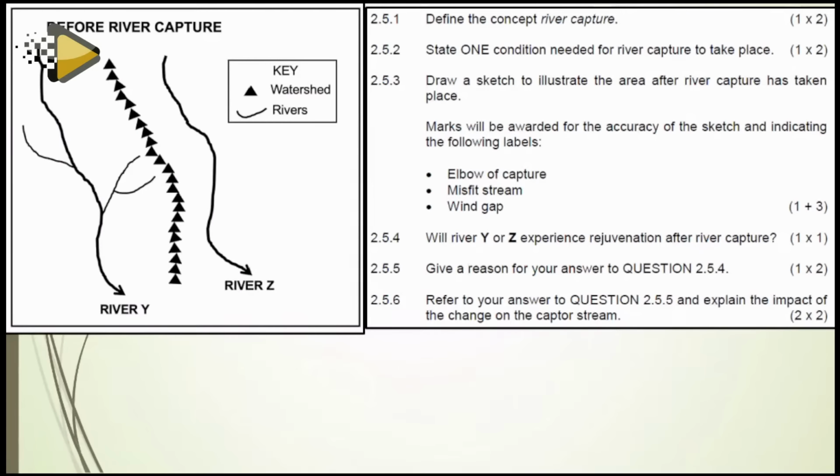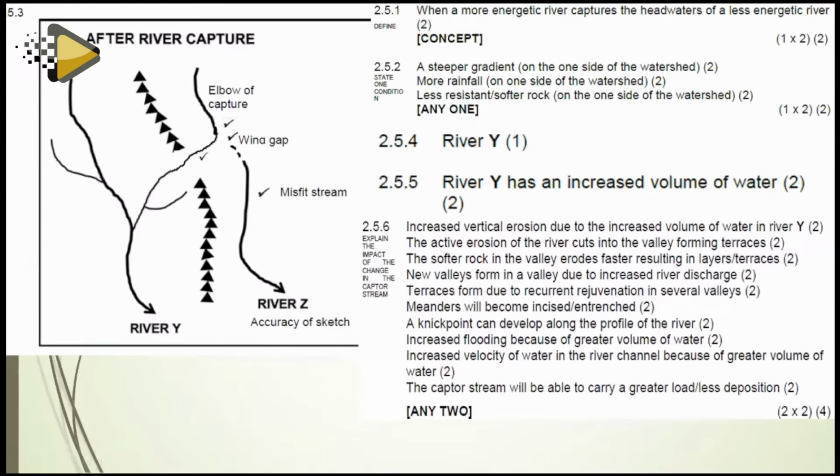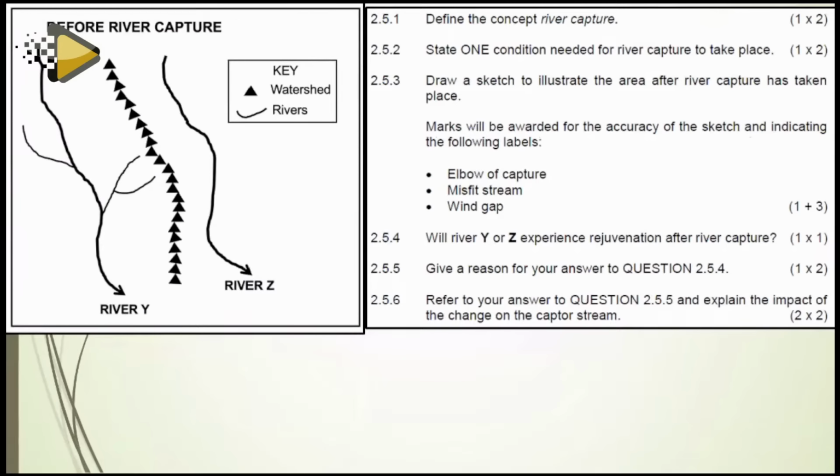Number three, one river must flow on a lower lying area and the other one on a higher lying area. So those are the factors that are going to result in the river capture. Now, the question says, draw a sketch to illustrate the area after river capture has taken place. You can see here, river capture has not taken place. So we still have the watershed. Abstraction has not taken place, though headward erosion is still taking place, but it has not yet cut through the watershed.